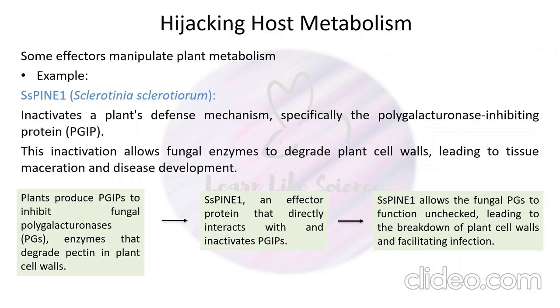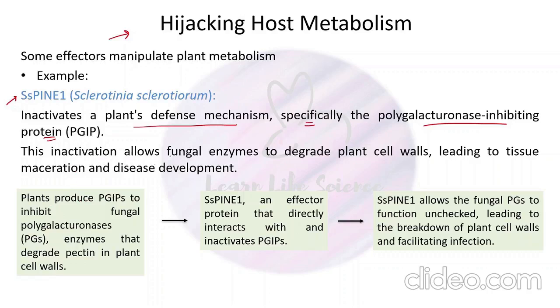Okay, another example is one where there is hijacking of host metabolism. In this case, for example, you can see a fungus named Sclerotinia produces an effector, namely SsPINE1. Okay, so it basically inactivates a plant defense mechanism, specifically the polygalacturonase inhibiting protein. Okay, so we will see what is happening here.